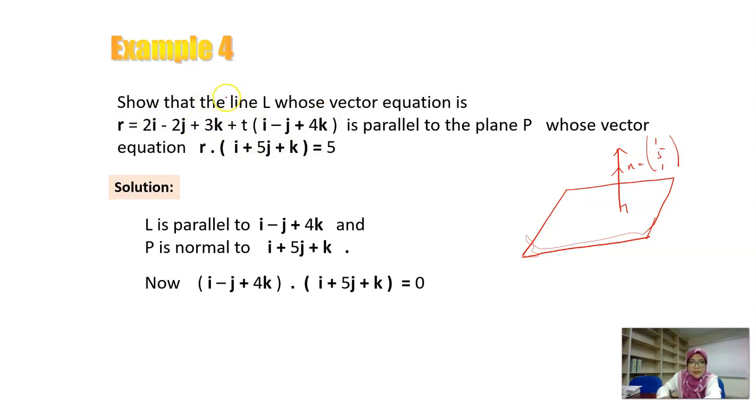But this line is not on the plane. It's just saying that it is parallel to the plane. So it can be somewhere here, let's say it is your L. From here, r equals 2i minus 2j plus 3k plus t multiplied with i minus j plus 4k. You know your direction vector here is 1, -1 and 4.